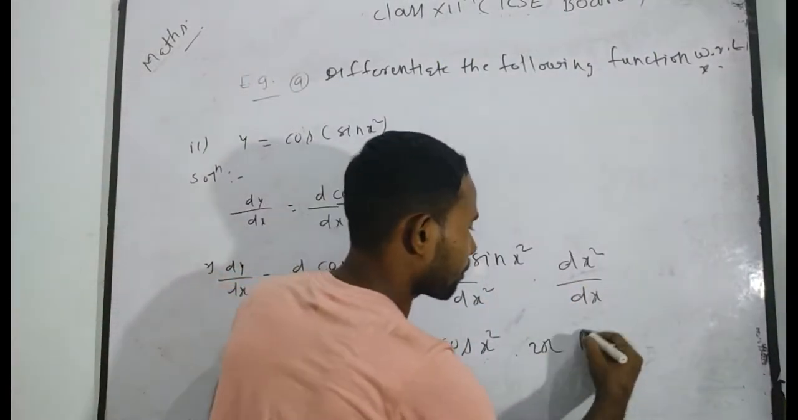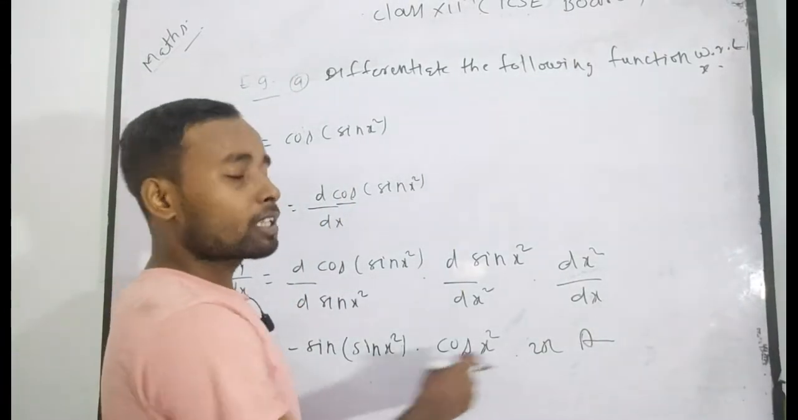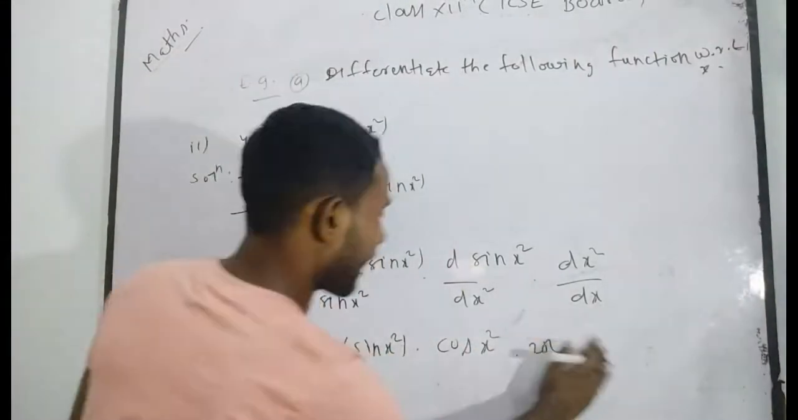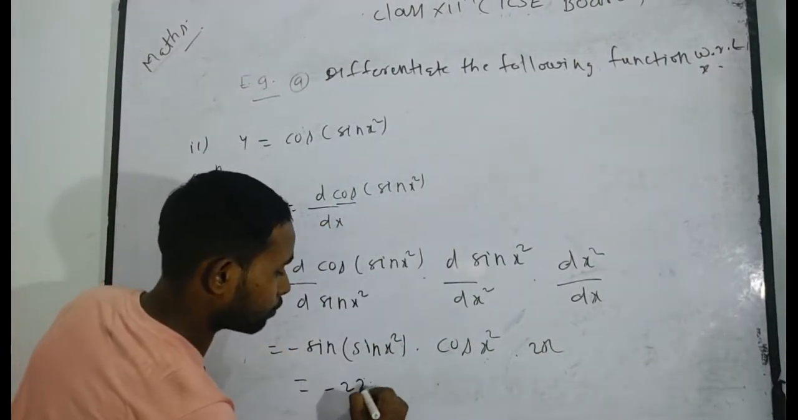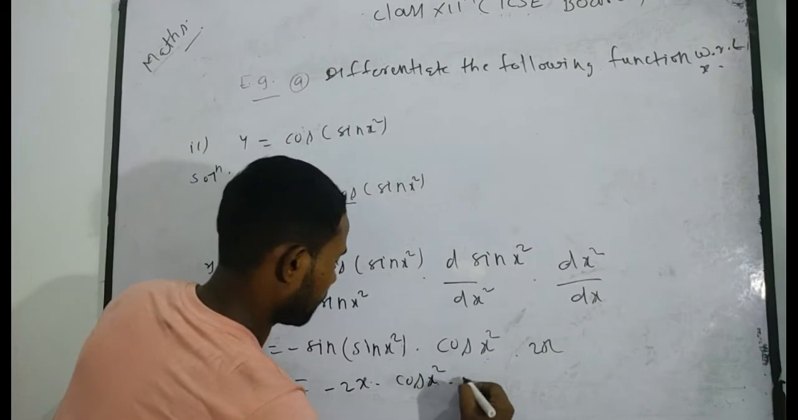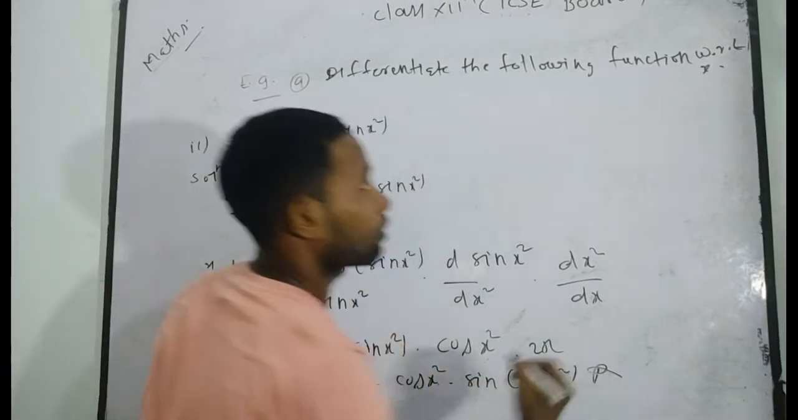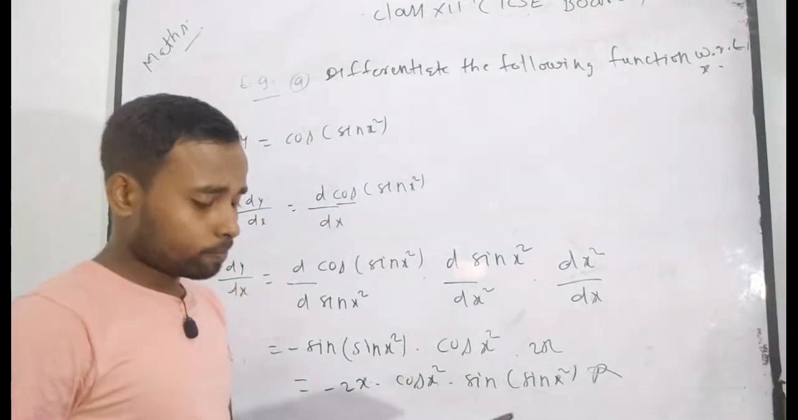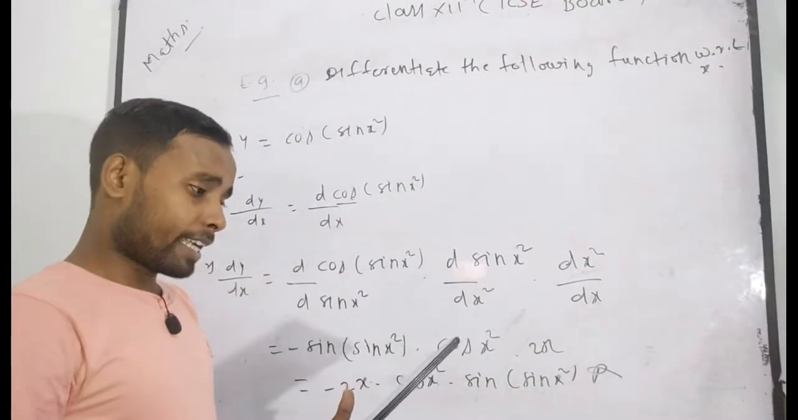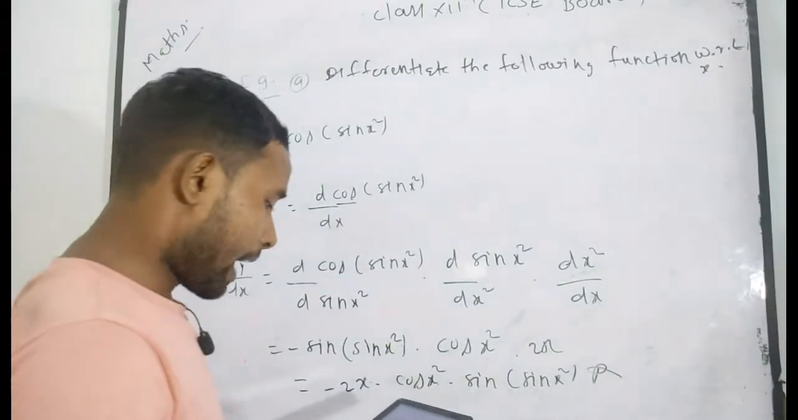2x. So its final answer will be minus sin x square cos x square into 2x. If you want to write in a standard form, it becomes minus 2x into cos x square into sin x square, which is your required answer. Have you understood? Now I am going to take the next problem for you.